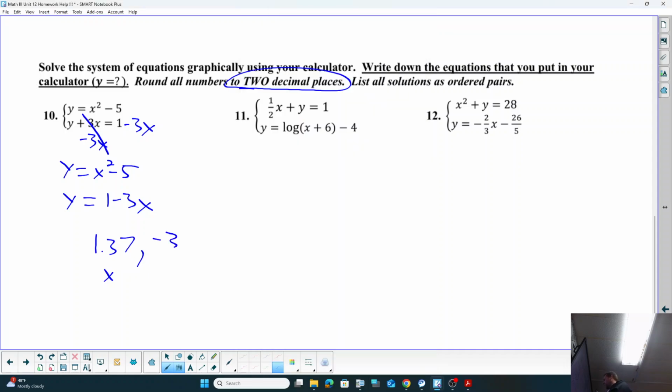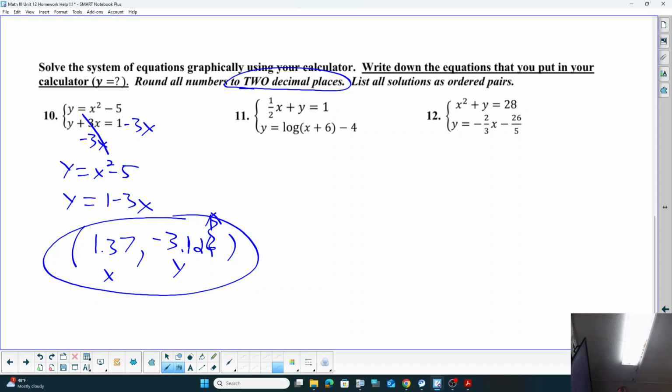Negative 3.116, but that rounds up to a 2, so that goes away. Yep, so 3.12. Cool, and that's our y value. So that's one of our answers.